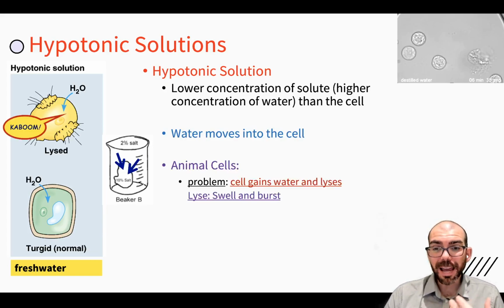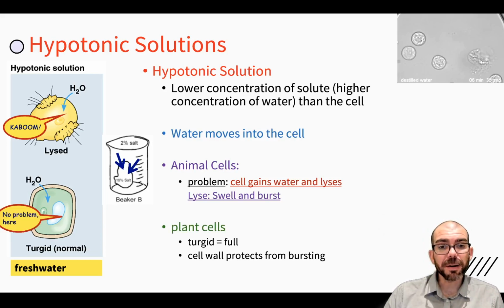When that happens to an animal cell, cells that don't have a cell wall, the cell is going to get bigger and bigger and bigger until it splits, or what we technically call lysing. That's what you saw with the red blood cells in distilled water. Distilled water has nothing in it but water, so it has a lower concentration of solute.